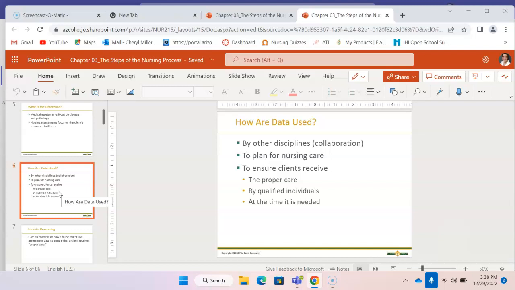So, to ensure the client receives the proper care by qualified individuals at the right time, that is the goal of the data. By qualified individuals, in my case of an asthmatic, I want to make sure that the respiratory therapist comes to see my patient, gives them a breathing treatment. That will help us to make sure that the patient's getting better. They're going to do their assessment, I'm going to do my assessment, and at the right time. So if somebody's having an asthma attack, you want to get everybody involved there so that we can all form an assessment and get the patient what they need when they need it.